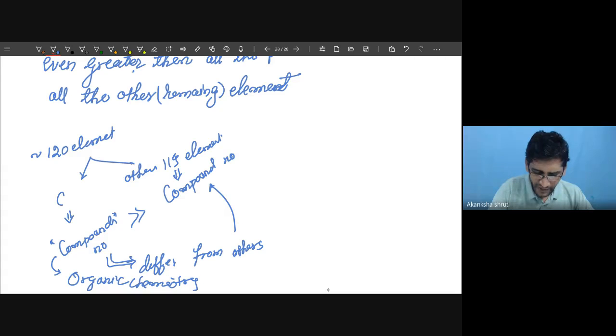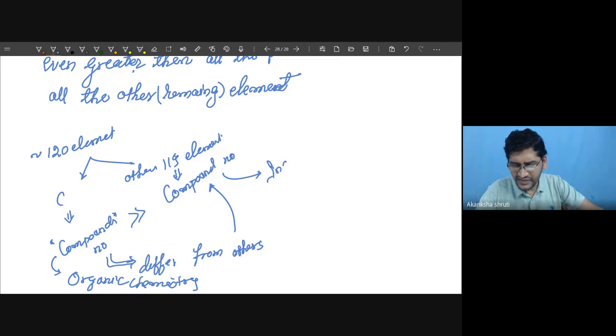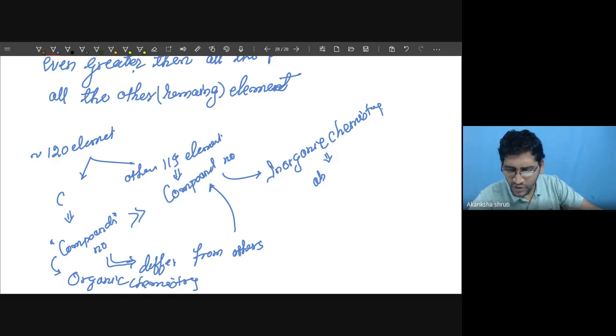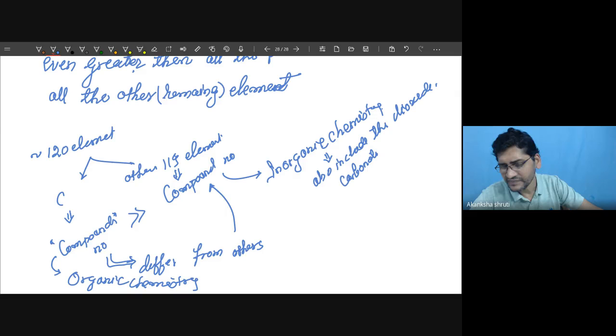And all these compounds of the other elements are called inorganic chemistry. But this inorganic chemistry also includes carbon dioxide, carbonates, bicarbonates, etc. of carbon. Why that? That we will learn later.